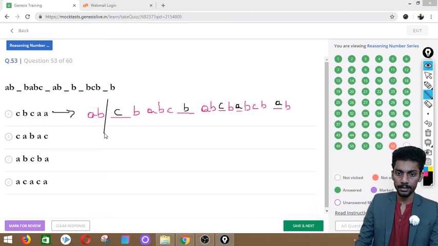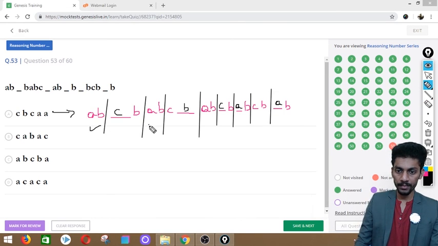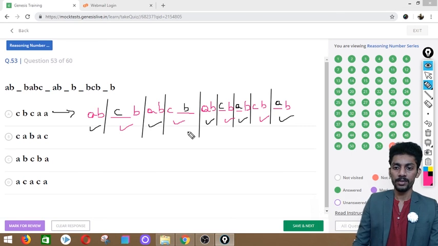AB, CB, AB, CB, AB, CB, AB, CB and AB. Yes, there is a pattern followed. What is the pattern followed? AB here, AB, AB, AB and AB. On the other side, CB, CB, CB and CB. So there is the same kind of pattern followed alternately.